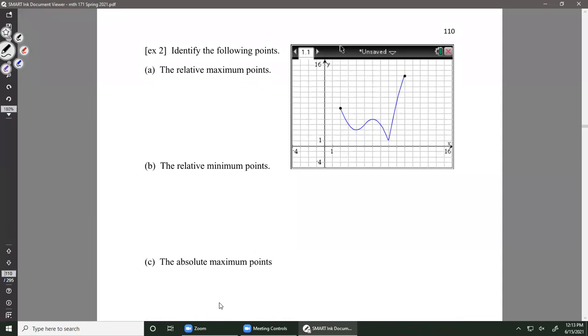Example 2 says identify the following points. And we have relative maximum, relative minimum, absolute maximum, absolute minimum. So we kind of need to know what are these things. So let's give some definitions and write them off to the side. A relative max, sometimes it's called a local max. It occurs at peaks and valleys.